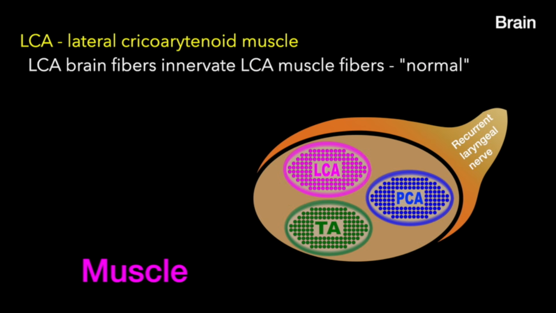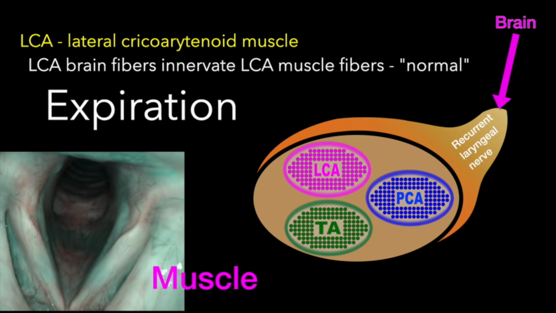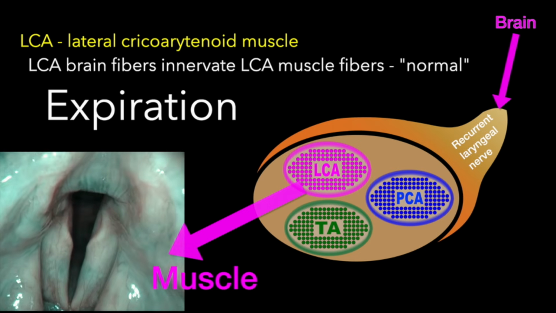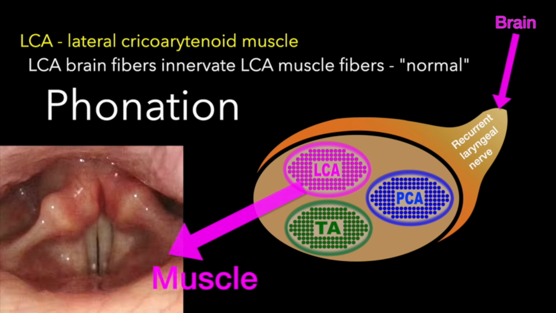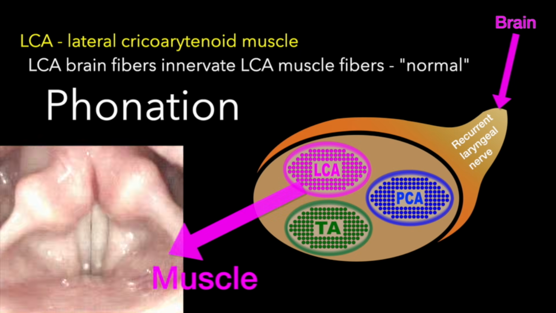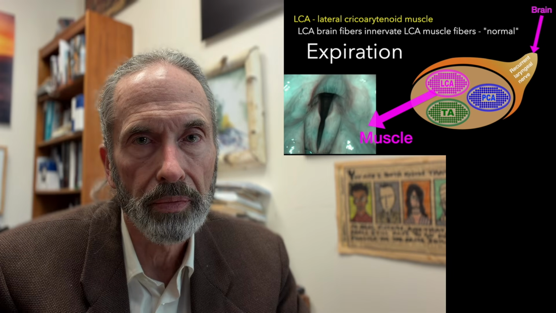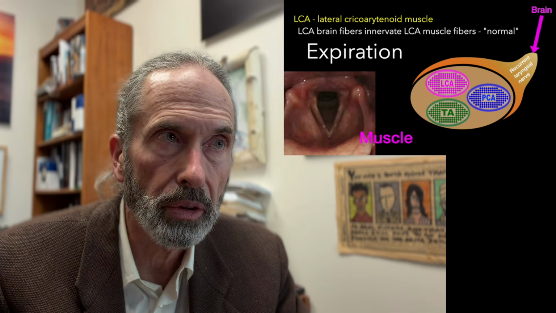The lateral cricoarytenoid muscle, we're imagining it fires in the brain and moves a muscle. And when does it fire? Well, it fires during expiration each time, and it fires during phonation. So we actually have 2 opportunities during our laryngoscopy exam to assess the lateral cricoarytenoid muscle, watching respiration and phonation.